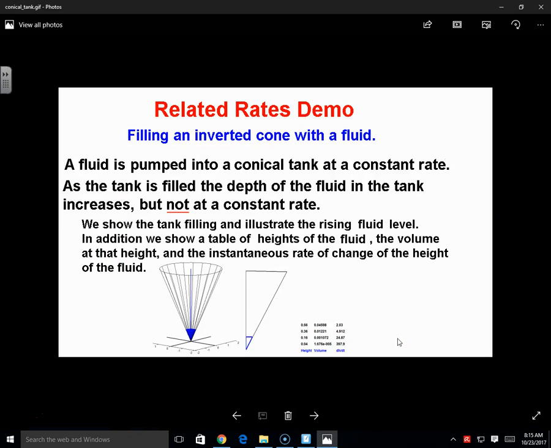Kiddos, in this one, fluid is being pumped into the tank. That's what the little blue line is for, like a hose. They probably should have shown the hose pouring out. It's flowing. Okay, what I asked you on Friday is, are all the different dimensions changing at the same rate?